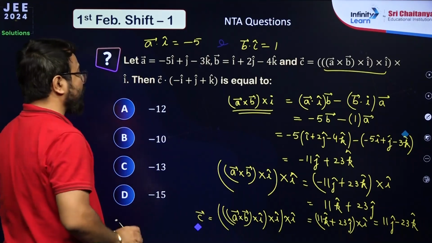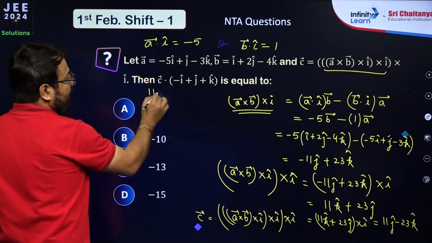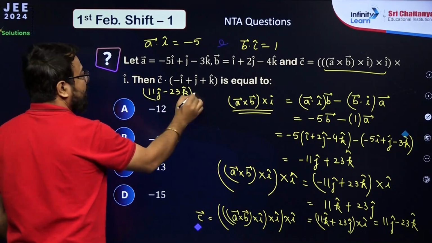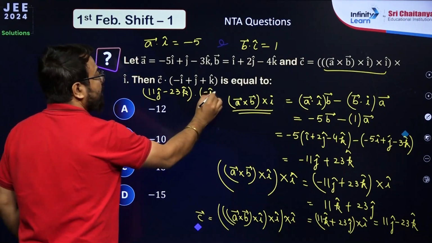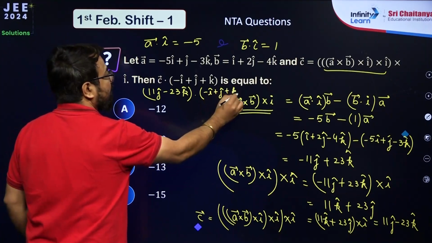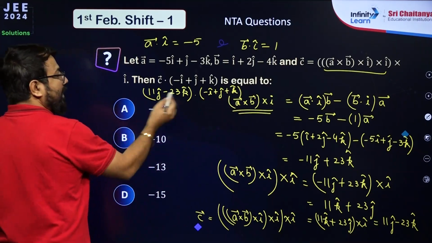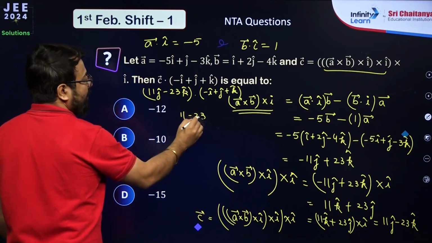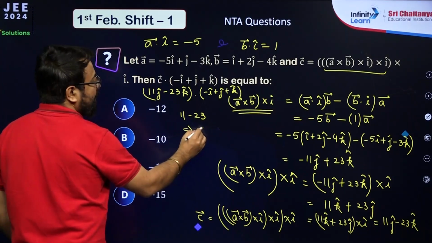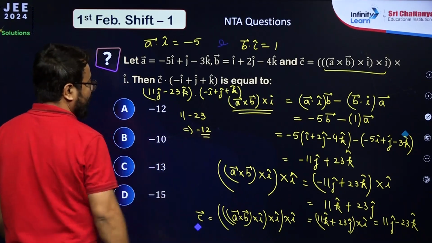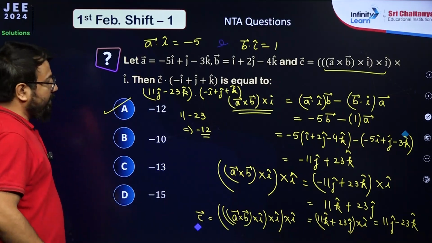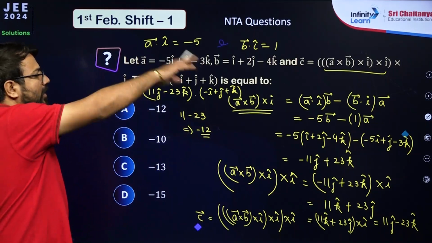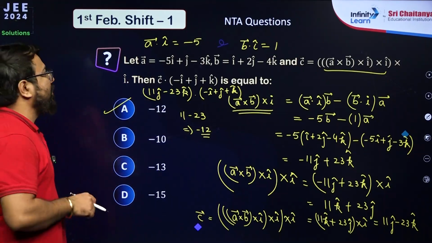Now if I got the value of C vector, I'm writing here 11j minus 23k, and here it is taken dot with minus I plus j plus k. So finally I will take the terms 11 into 1 and minus 23. 11 minus 23 brings us a result of minus 12. Minus 12 is there in option A. That is why option A would be the final answer. I hope, my dear students, you all are able to understand how we have completed this solution.